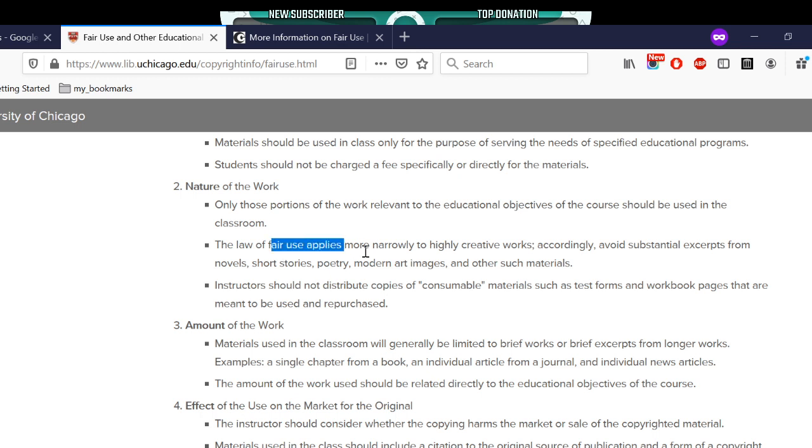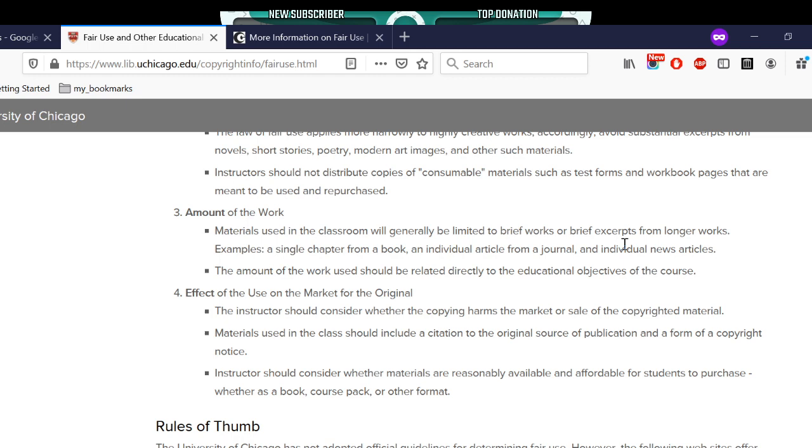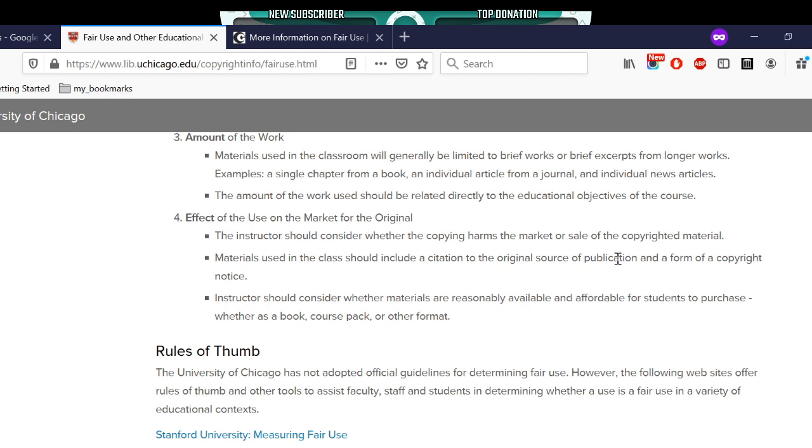The law of fair use applies more narrowly to highly creative works. Accordingly, avoid substantial excerpts from novels, short stories, poetry, modern art images, and other such materials. Okay, so that totally strikes through the thought of just reading entire books on stream, I suppose. Instructors should not distribute copies of consumable materials, such as test forms, workbook. Okay, that's not relevant. The amount of the work, again, emphasizing you should be using brief passages and not the whole thing.